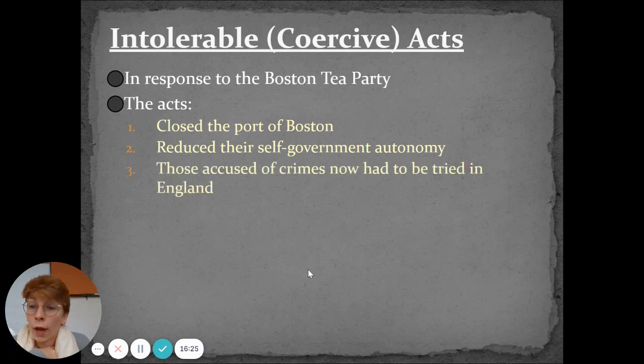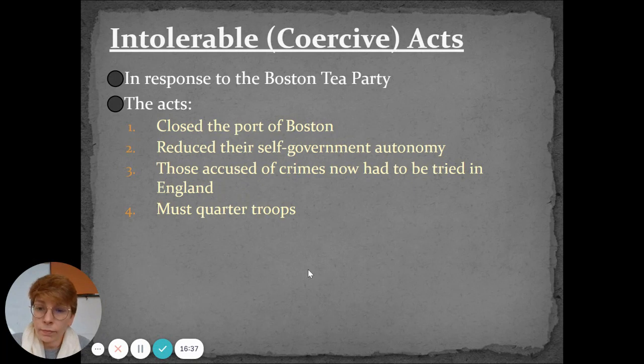It got rid of the local governments in Boston and said, you must now directly speak with the government in England. Anyone who was accused of a crime no longer got to go through a local court system. They had to be tried in England. So if it was a big enough crime, they would actually take you to England for trial. And that all Bostonians would be required to house and provision troops. So if the troops came to your door saying, we need food, you had to give it to them or it would be considered a crime.